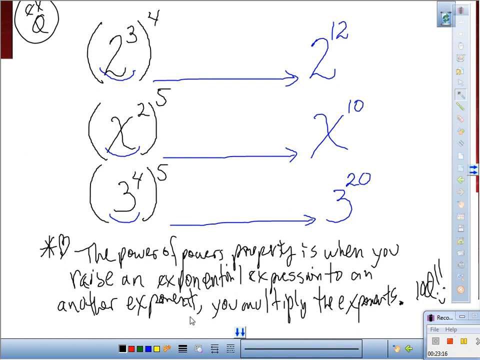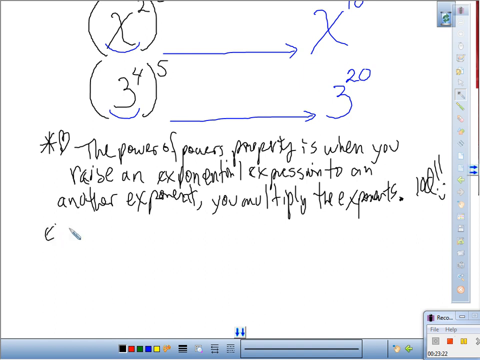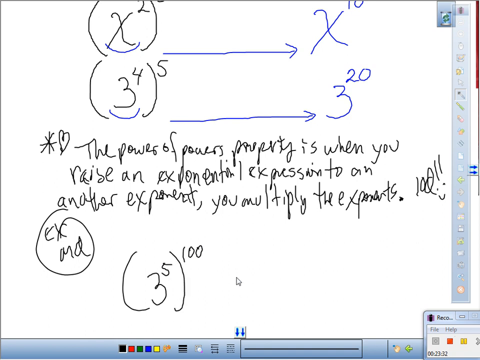Pretty simple? Yeah, right? Example, mega Q, do this one by yourself. Parentheses, 3 to the 5th, and raise that to the 100th power. 10 seconds. 9, 8, 7, 6, 5, 4, 3, 2, 1. Got it? Tell your neighbor what you got. Very good. 3 to the 500.